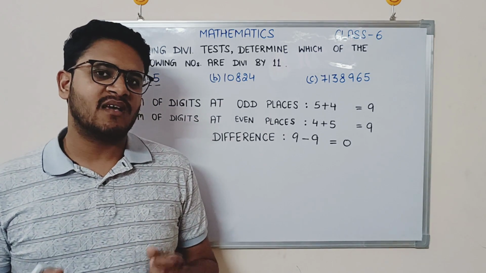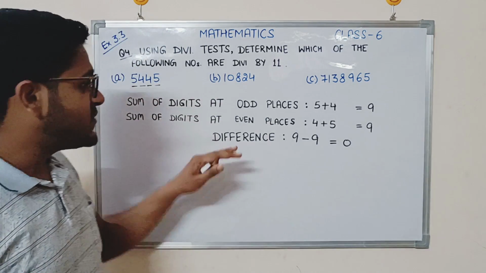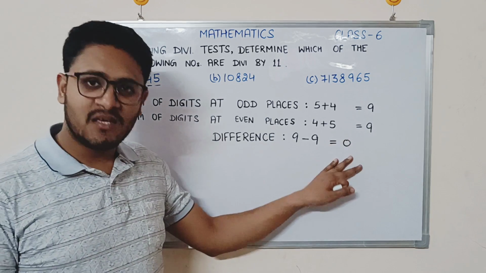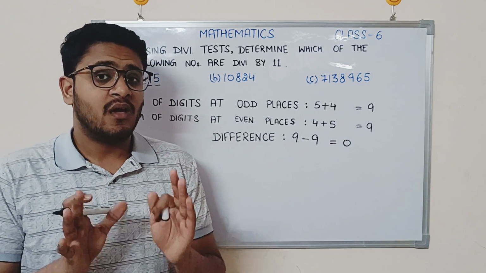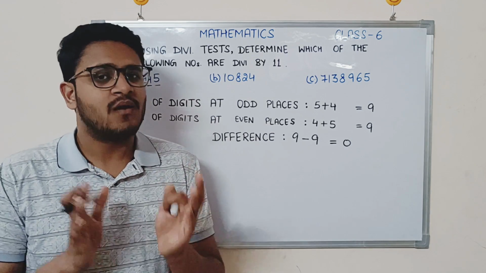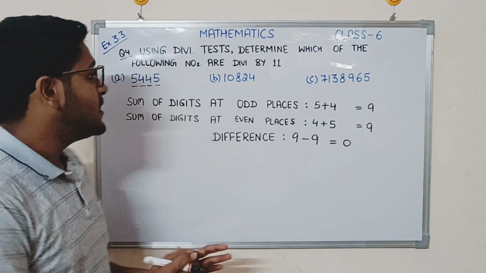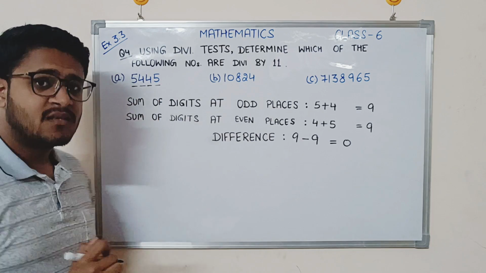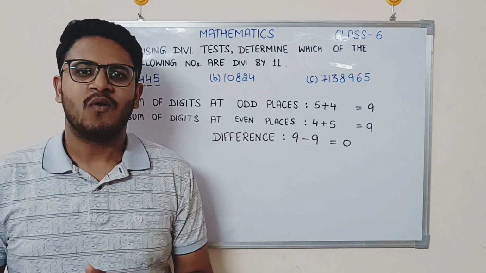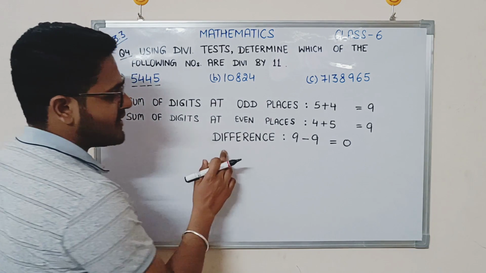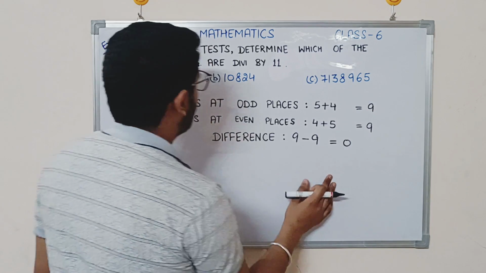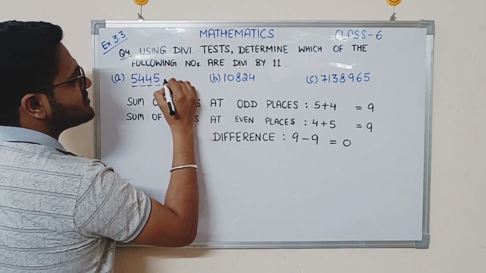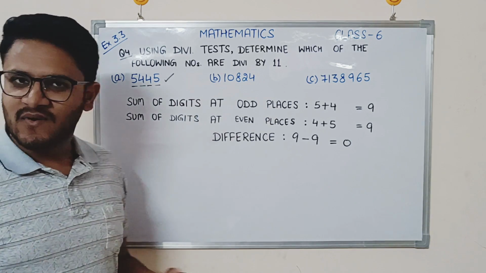Now the divisibility test for 11 says if this difference is either 0 or a multiple of 11, then the number is divisible by 11. In our case the difference is 0, so we can say this number is divisible by 11.